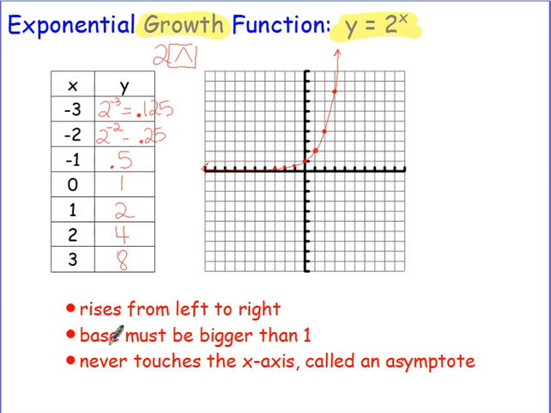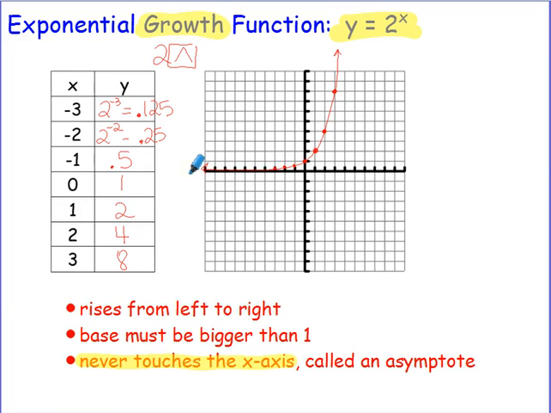The base to be growth must be bigger than 1. Doesn't matter what it is. Now, this base here was 2, but it could be 3 or 4 or 5. It can be any number we want. Now, this was that other piece that we were just talking about. These graphs never touch the x-axis, ever. They go this way forever, but they never touch.